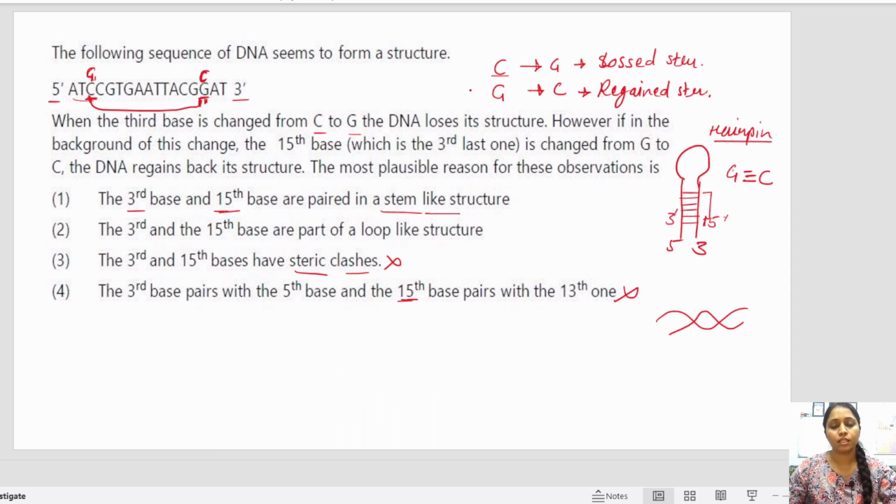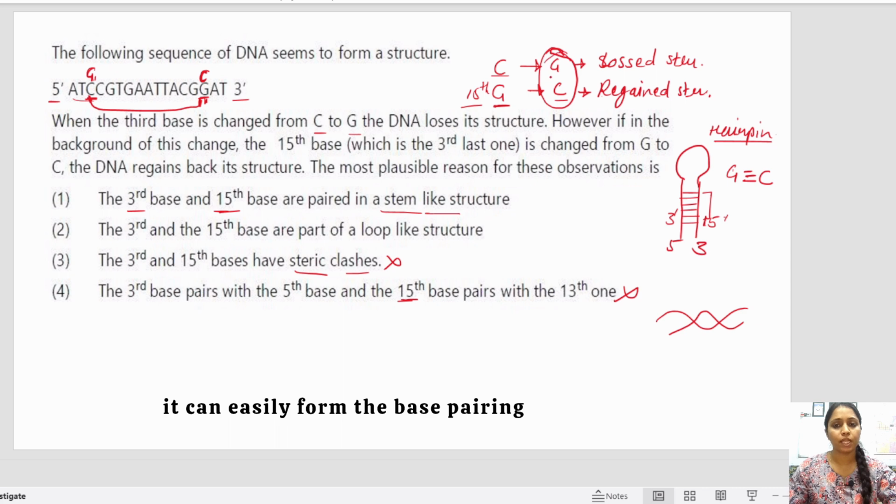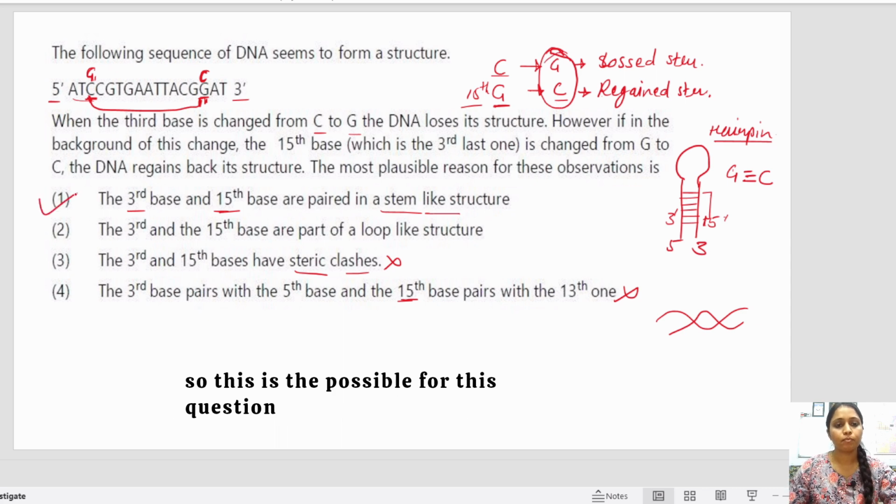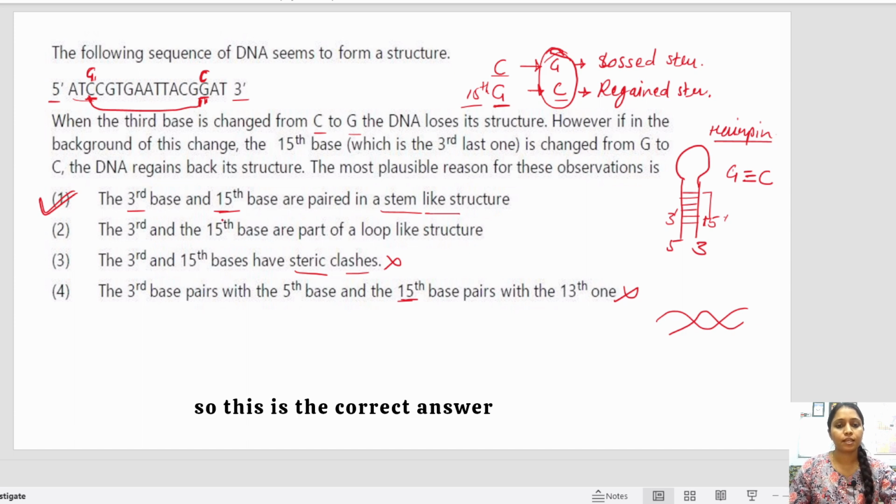But if again mutation will occur in 15th position which converted G to C, then it can easily form the base pairing. So this is the possible reason for this question. So this is the correct answer.